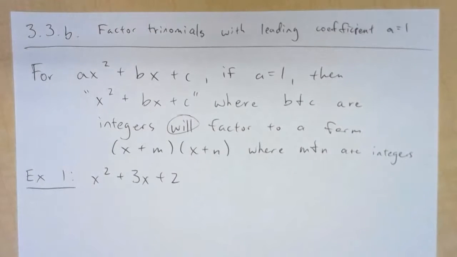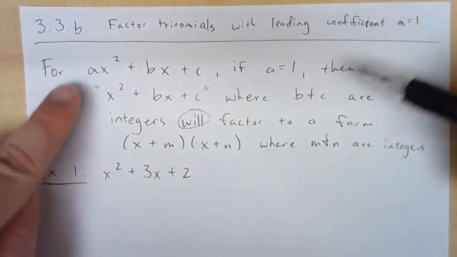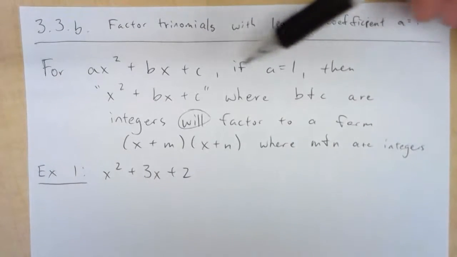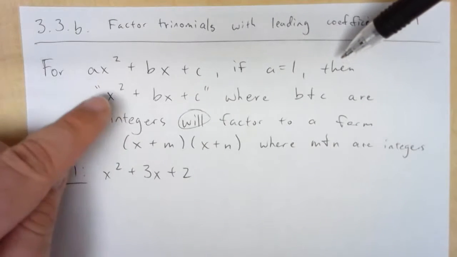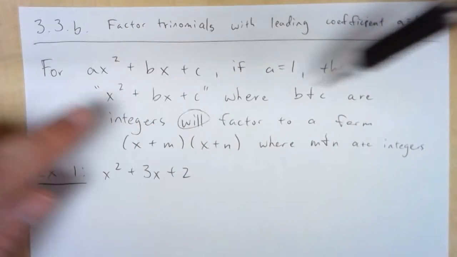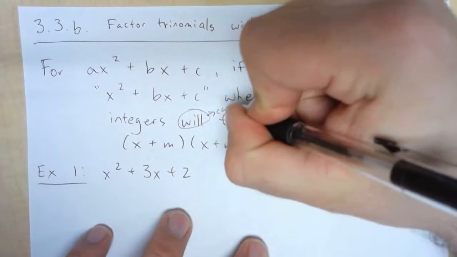Alright folks, today's video is 3.3b, which is factoring trinomials with a leading coefficient of a equaling 1. So when I say a equals 1, this is what we're looking at. For ax squared plus bx plus c, if a equals 1, then we'll replace this a with 1, which says we're going to have x squared plus bx plus c, where b and c are integers, and I say will, but I'm just going to say can instead.